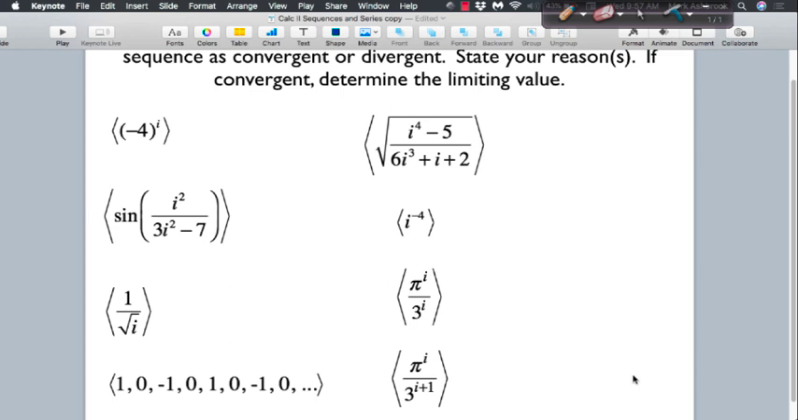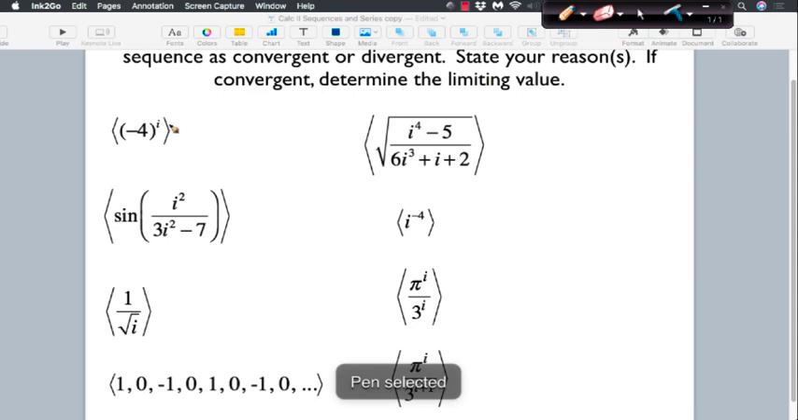Okay, let's see how you guys did. Angel, tell me about the first one. I said that the first one was divergent. I used the geometric sequence rule, right? Because since it's not greater than -1 or less than 1, I said it was divergent.